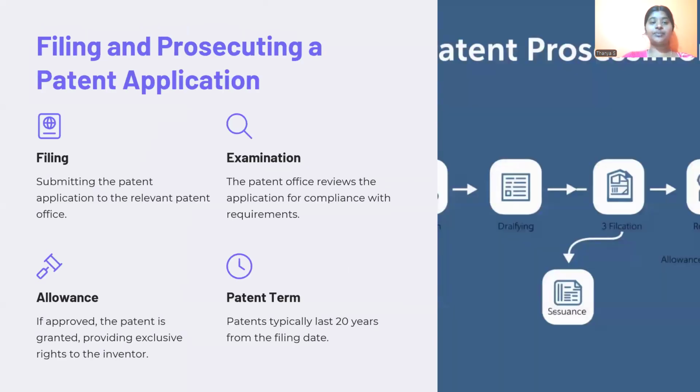Next is filing and prosecuting a patent application. So here are the four steps. First one is filing, submitting the patent application to the relevant patent office. Next is examination. The patent office reviews the application for compliance with requirements. Next is allowance. If approved, the patent is granted, providing exclusive rights to the inventor. Next is patent term. A patent typically lasts for 20 years from the filing date, and if you want to increase it, you can renew it as well.